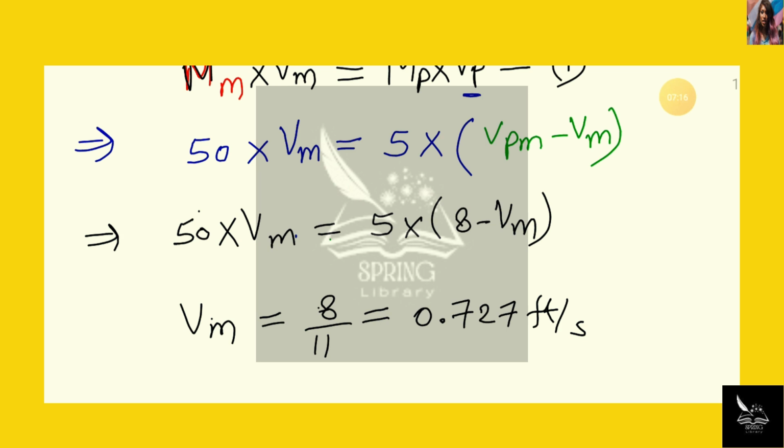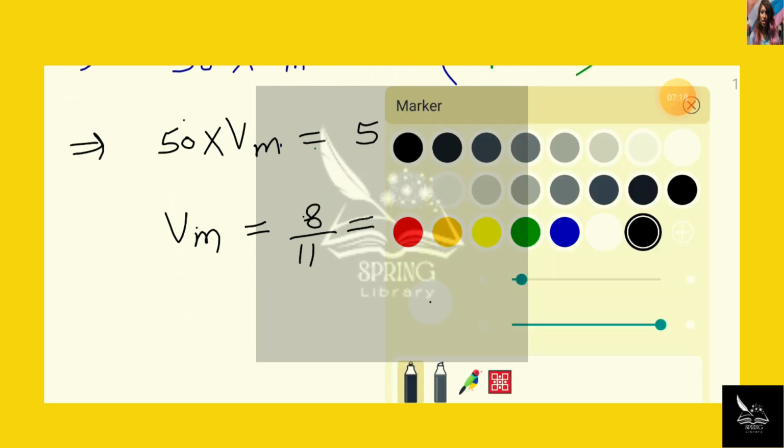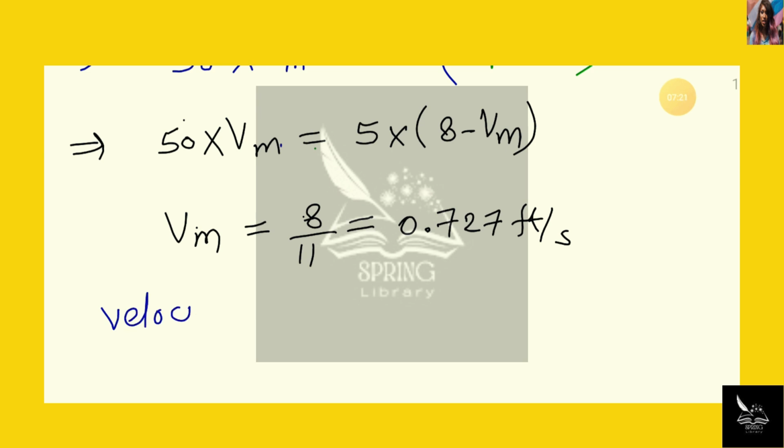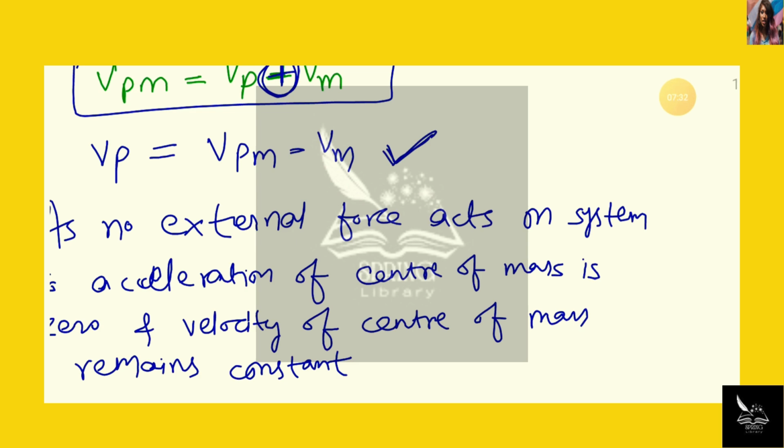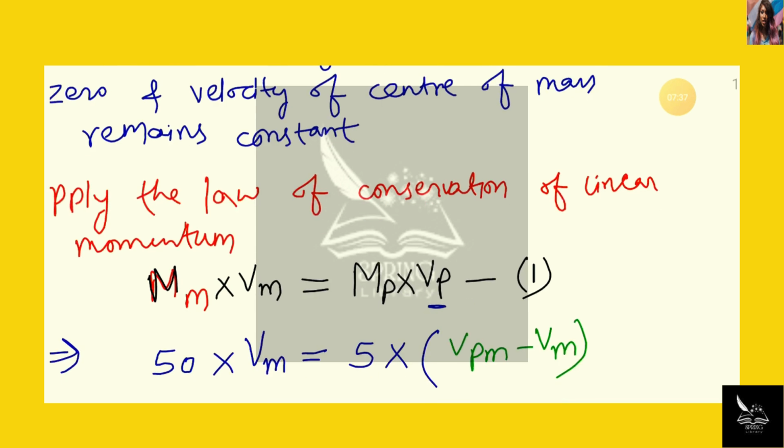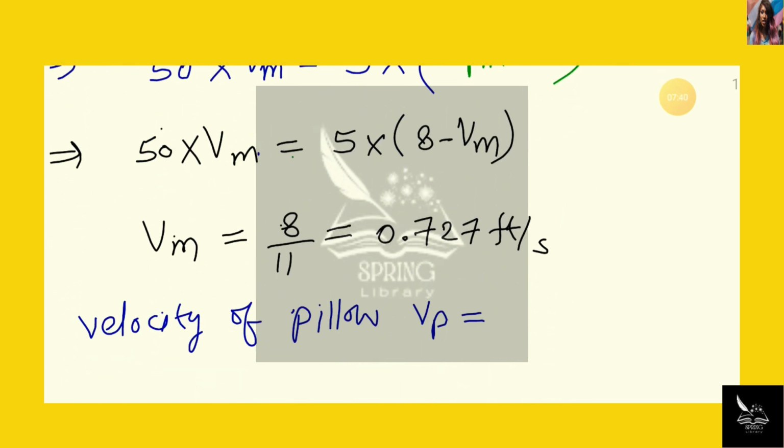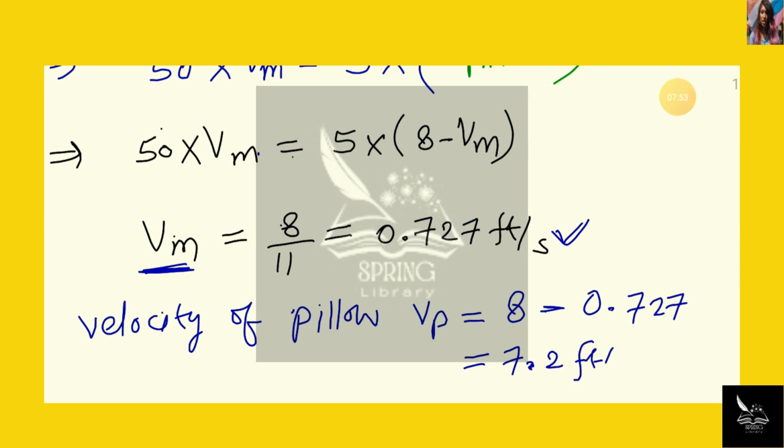Now the next step is to find the velocity of the pillow, Vp. Using the relation again, Vp is equal to Vpm minus Vm. Putting in the values, Vpm is 8 minus Vm, which we got in the above step, 0.727. Solving it, I get the value of Vp equal to 7.2 feet per second.